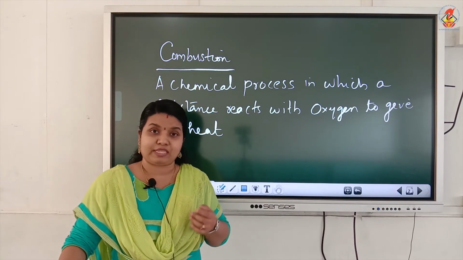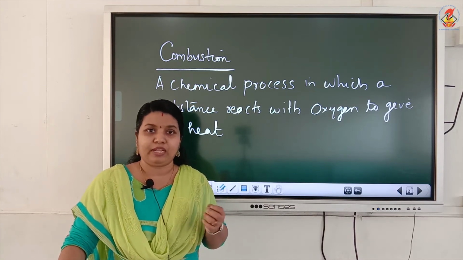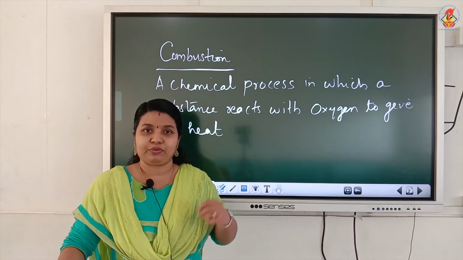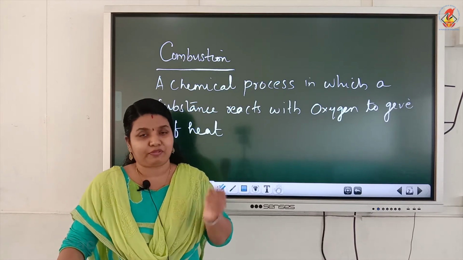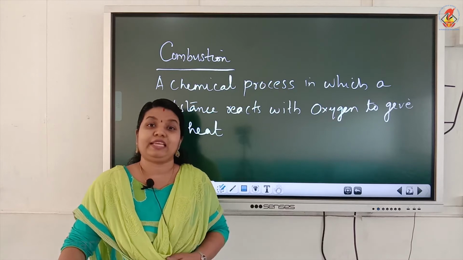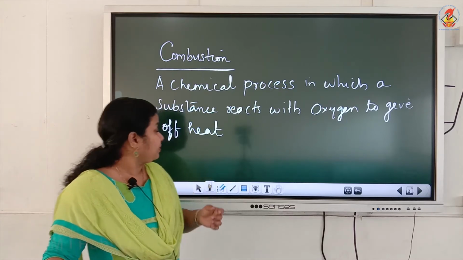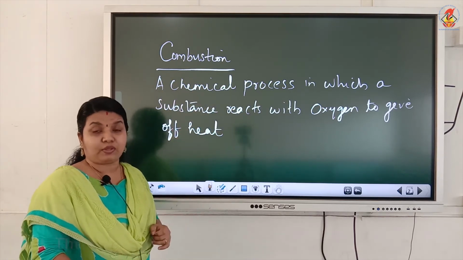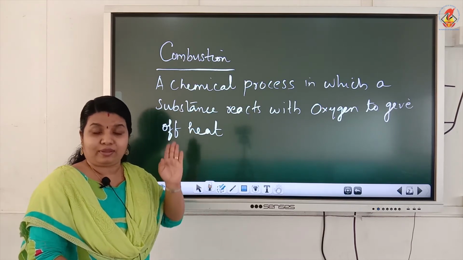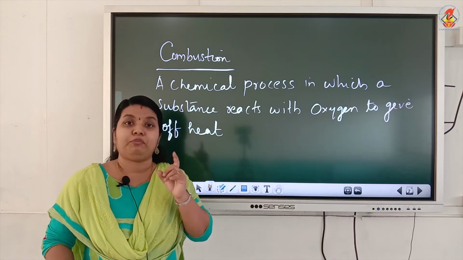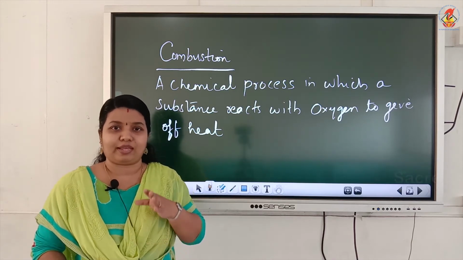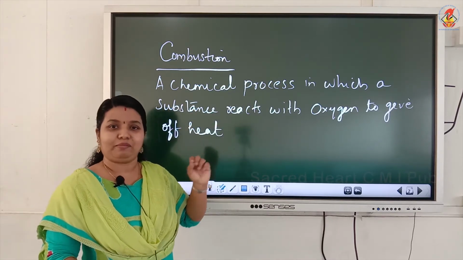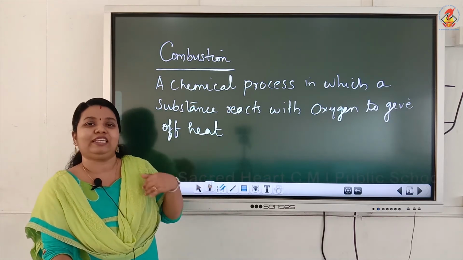Then, in the previous chapter we learned about burning of fuels like petrol, diesel, kerosene, etc. All those are examples of a combustion reaction where the fuel combines with oxygen of the air. Carbon of the fuel burns in oxygen and heat is produced. So that is combustion. It is very important. A chemical process in which a substance reacts with oxygen to give off heat. So combustion is actually a scientific term for burning. In normal terms we call it burning. What is actually burning? It's a chemical process, and in burning a substance reacts with oxygen and gives off heat.